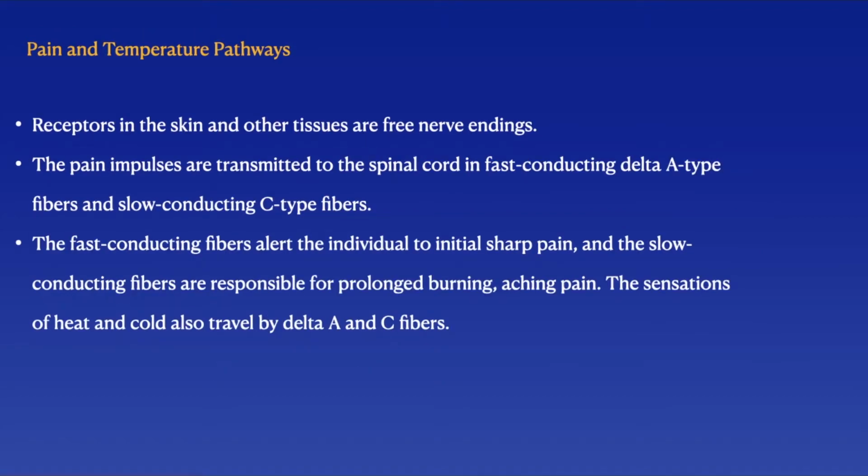Pain and temperature pathways. The receptors for pain are in the skin, and they are free nerve endings. Pain impulses are transmitted to the spinal cord in fast-conducting delta A-type fibers and slow-conducting C-type fibers. The fast-conducting fibers alert the individual to an initial sharp pain. The slow-conducting fibers are responsible for prolonged burning and aching-type pain. The sensations of heat and cold also travel by delta A and C fibers.